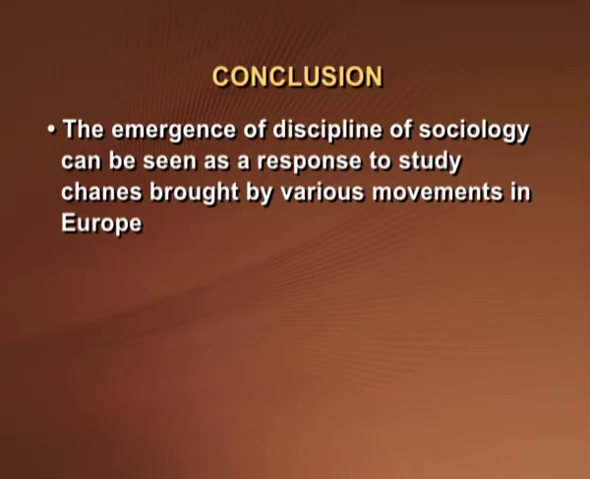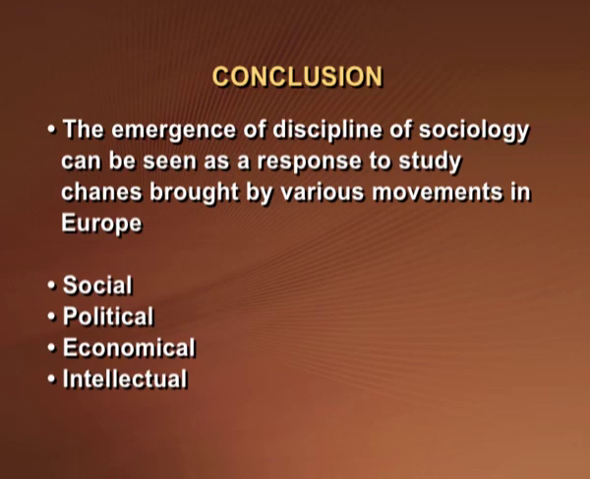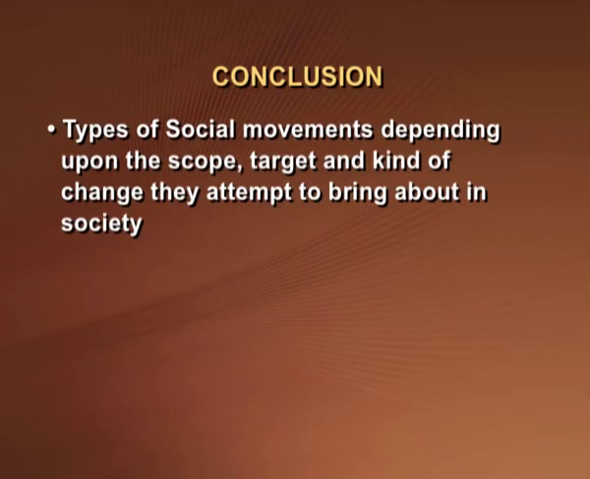To conclude this lecture, let's summarize what we discussed here. We started our discussion with understanding the emergence of the discipline of sociology, which was seen as a response to the study of social change and social order brought about by various movements in Europe, particularly social, political, economic, and intellectual, and how Indian society also changed because of certain social movements. Then we discussed various types of social movements, depending upon their scope, target, and the kind of change they attempt to bring about in society. In the next part of this chapter, we'll discuss theories of social movements and also distinguish between old and new types of social movements.